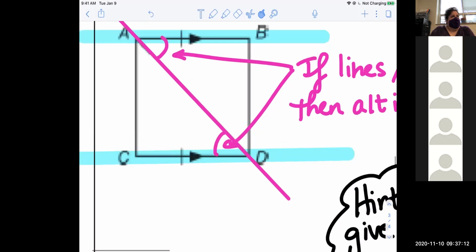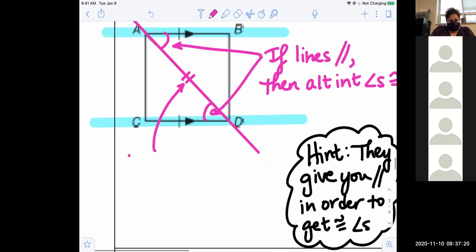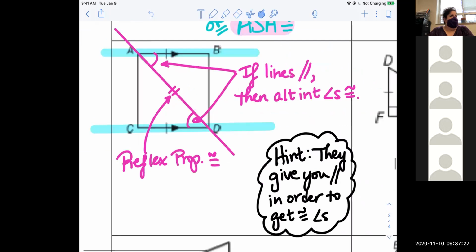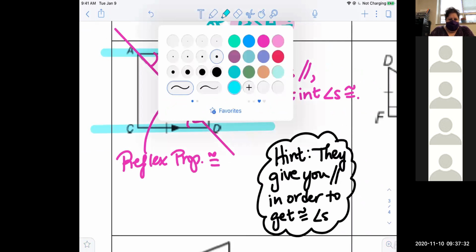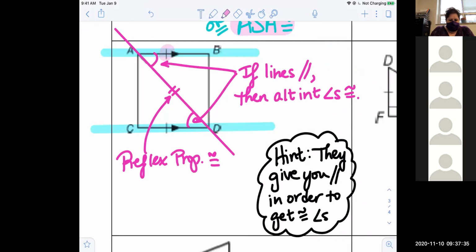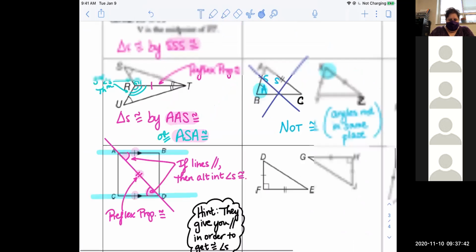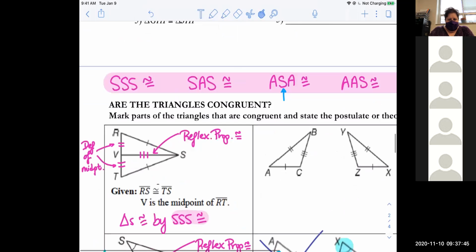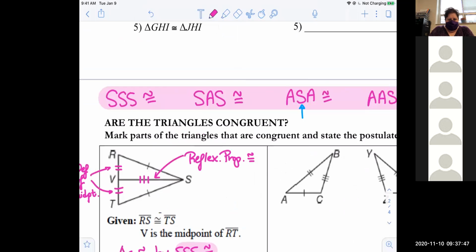Good. So again, anytime you have a shared segment, you want to use that. It's kind of like they've given you a freebie, you just have to recognize it. So that one's going to be reflexive property of congruence. Now, those are justifications for how we can mark things congruent. What you want to look at now is what you actually know to be congruent. So we know we have these sides and that side, and then you have the angles here. So we have two pairs of sides and a pair of angles. So that might be this one.